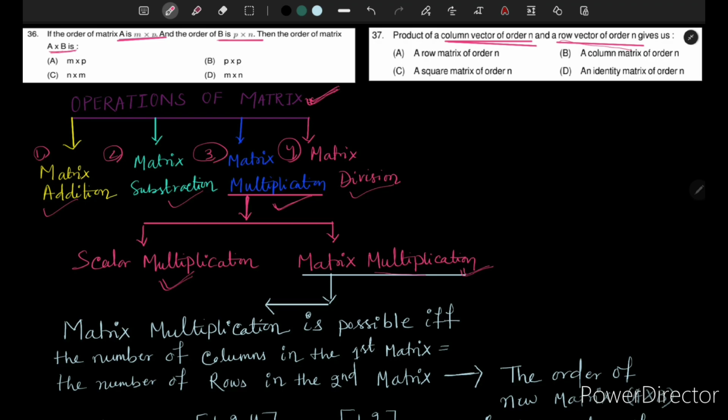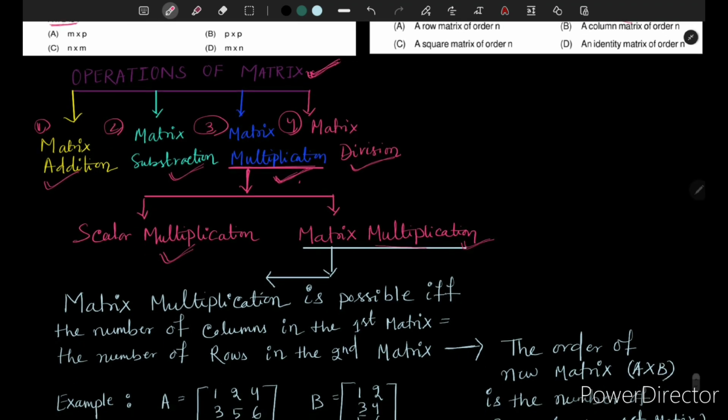And coming to the operation of matrix, we have basically four common operations of matrix. One is matrix addition, second is matrix subtraction, third is matrix multiplication, and fourth is matrix division. So we will discuss the operation called matrix multiplication, because the questions are related to this type of operation. We have two types of matrix multiplication: one is scalar multiplication, another is matrix multiplication or general multiplication. I'll not go into scalar multiplication because the questions are related to the matrix multiplication concept.